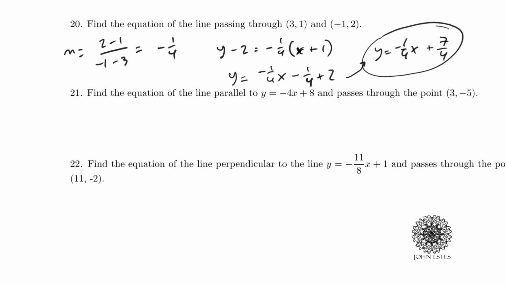There's my line. Number 21 says find the equation of the line parallel to negative 4x plus 8 and passes through the point 3, negative 5. I just have to remember that my slope, since it's parallel, is going to be that negative 4.